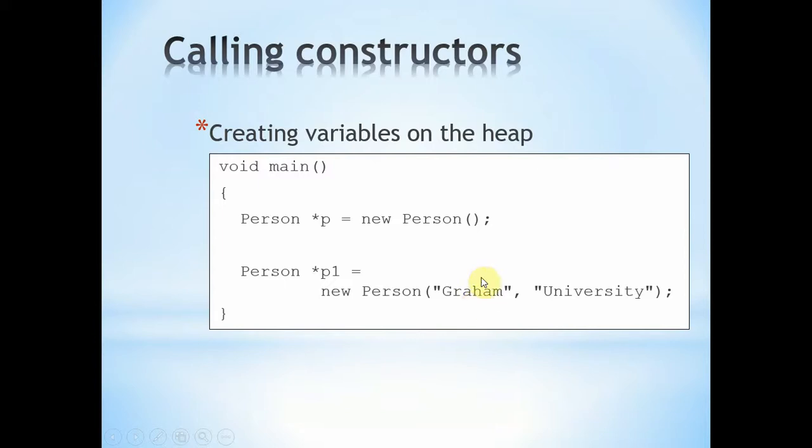Now when we're creating variables on the heap, we don't declare them simply as person P, but because these are on the heap, and I'll explain a little bit more in a few moments what this actually means, because we're creating an object on the heap, we need a pointer to that object.